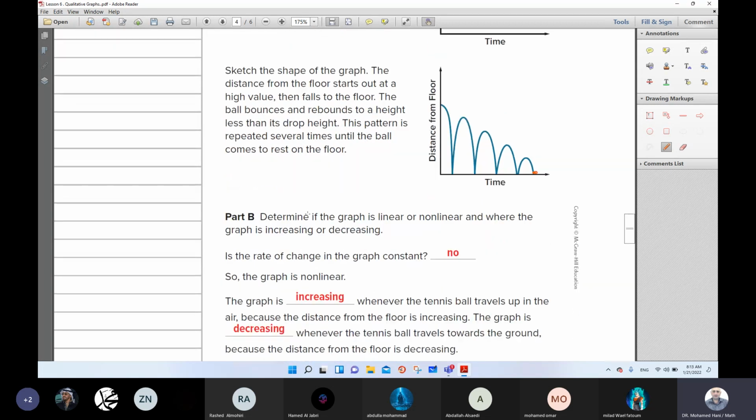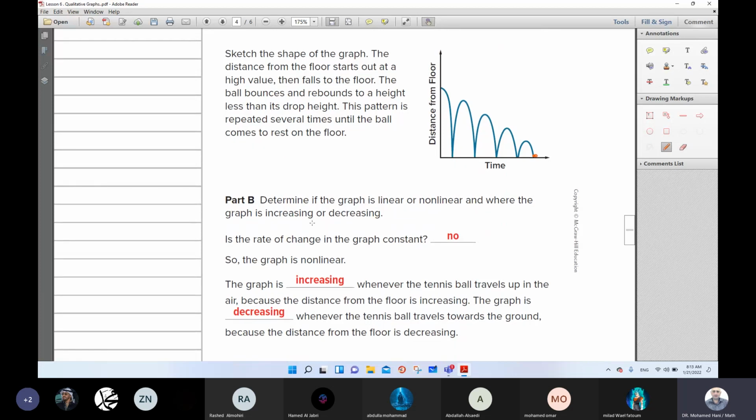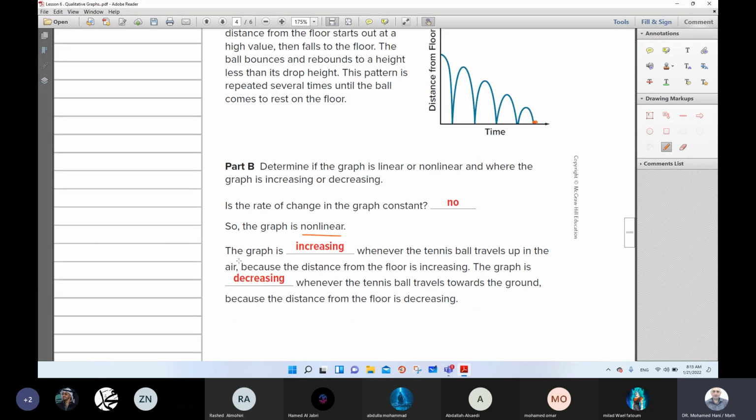So determine if the graph is linear or nonlinear and where the graph is increasing or decreasing. Is the rate of change in the graph constant? No. As you see, we don't have a straight line, we have a curve. So it means we don't have a constant rate here. We have change in the rate. So the graph is nonlinear.